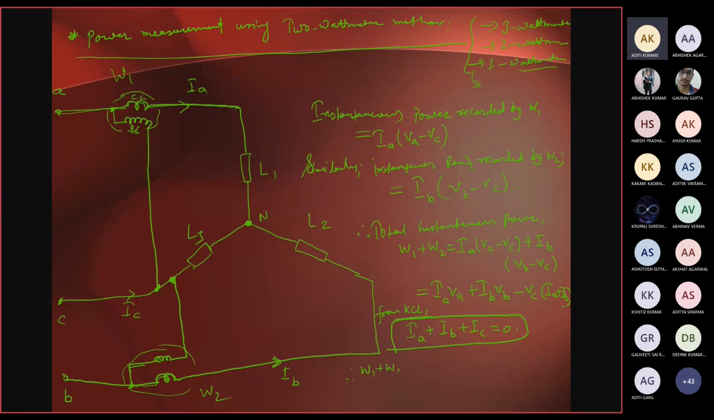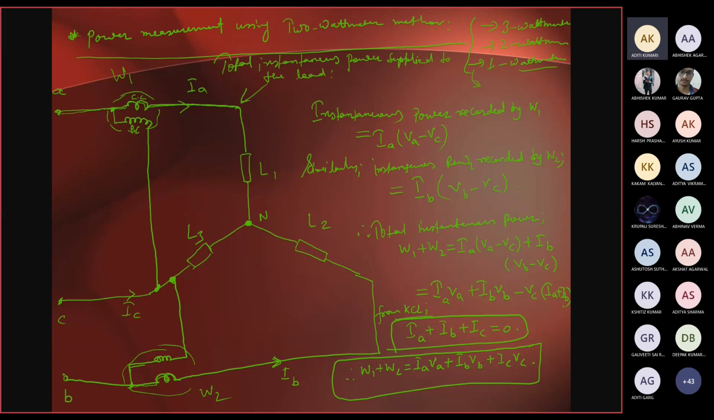Therefore, W1 plus W2 is equal to IA VA plus IB VB plus IC VC. This is the total instantaneous power measured by these two wattmeters. Now, you tell me what should be the total instantaneous power supplied to the load. इस circuit में what should be the total instantaneous power supplied to the load?